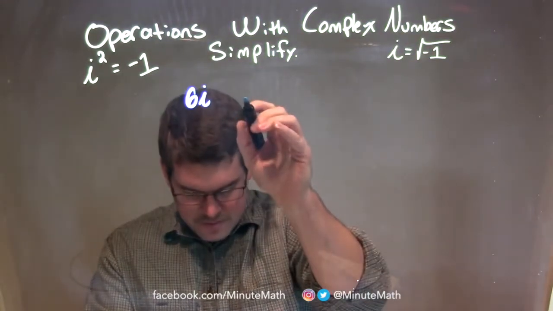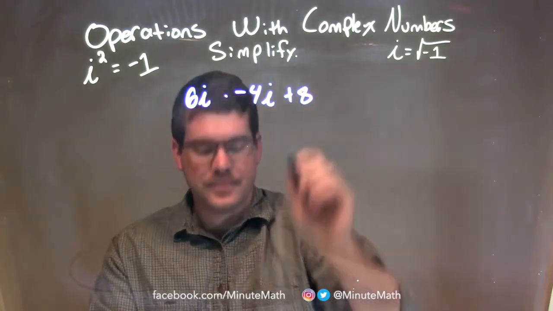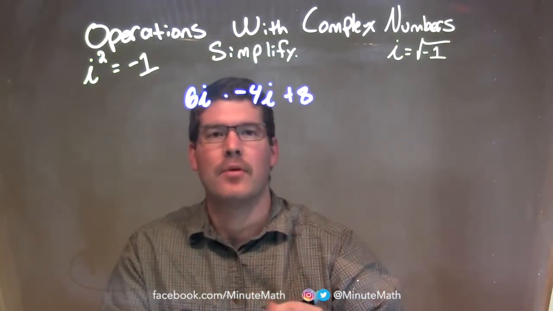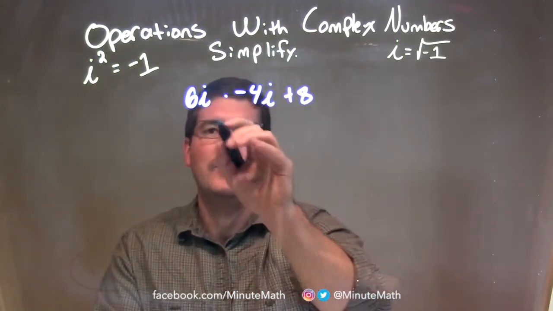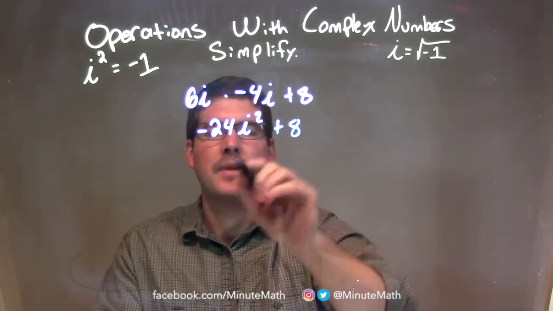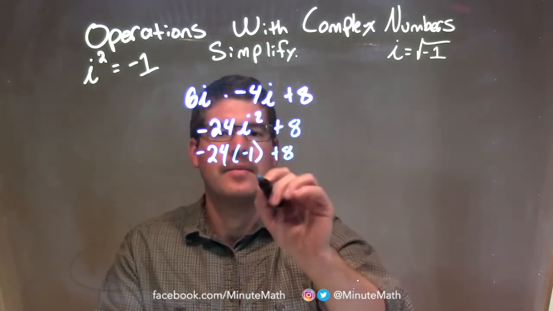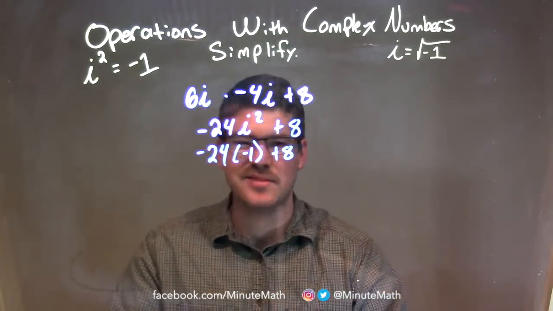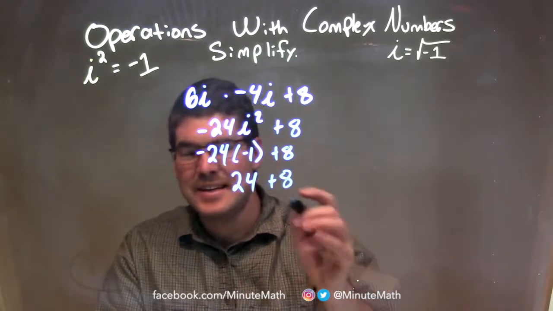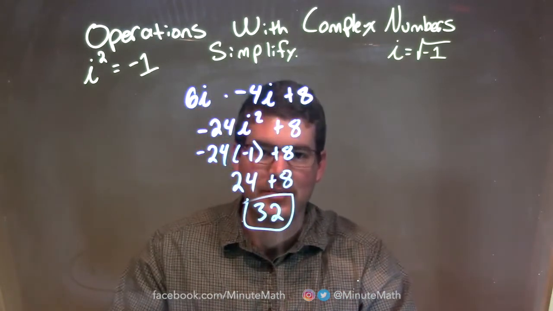6i times negative 4i plus 8. Well, first things first, I need to multiply these two out. Can't forget the order of operations. 6i times a negative 4i is a negative 24i squared, right? And we bring down the 8. Well, i squared is a negative 1, so we have negative 24 times a negative 1 plus 8. Negative 24 times a negative 1 is a positive 24. So we have positive 24 plus 8. 24 plus 8 is just 32. So in this case, my final answer is just 32.